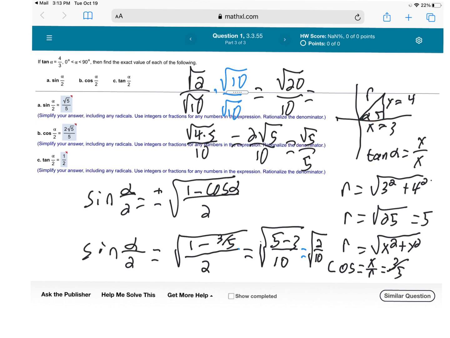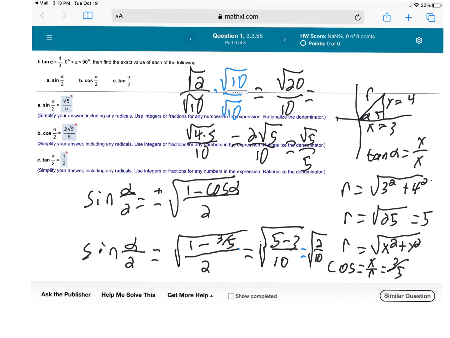We know that tangent is 4/3, and tangent is y over x, so the y value is 4 and the x value is 3. So I need to find r. R equals the square root of x squared plus y squared. Put 3 and 4 in, so r is 5. It's the common 3, 4, 5 triangle. And so cosine, x over r, would be 3 over 5. X is 3, and we just found r to be 5.